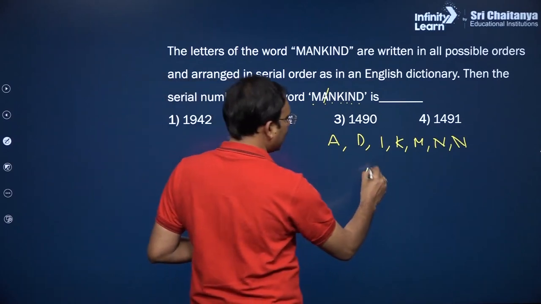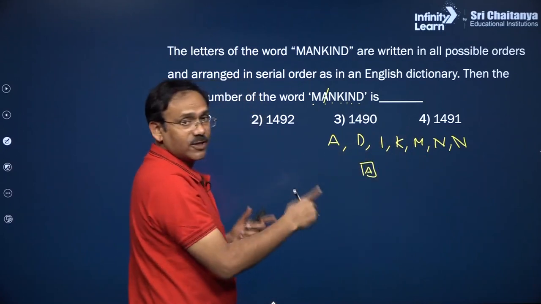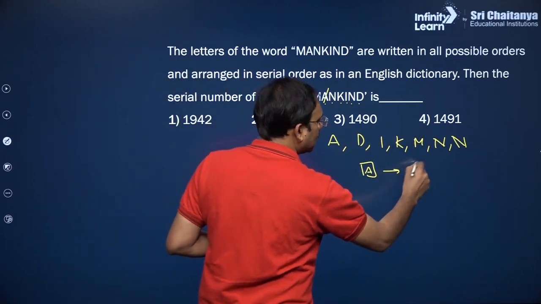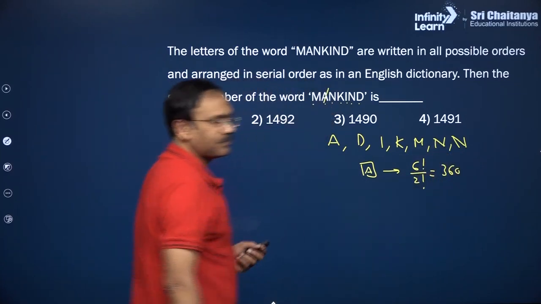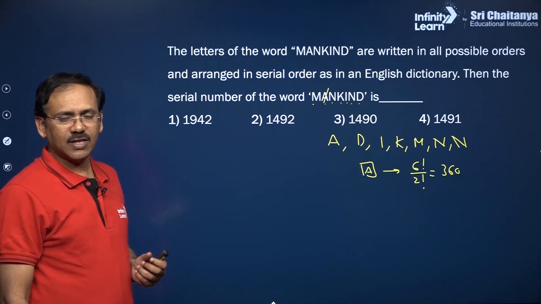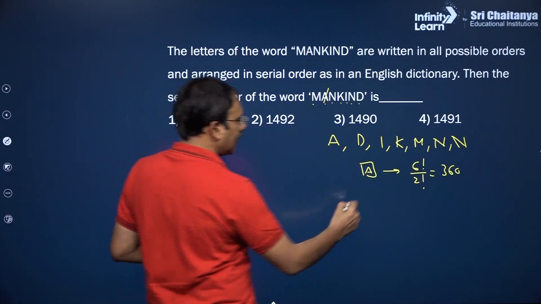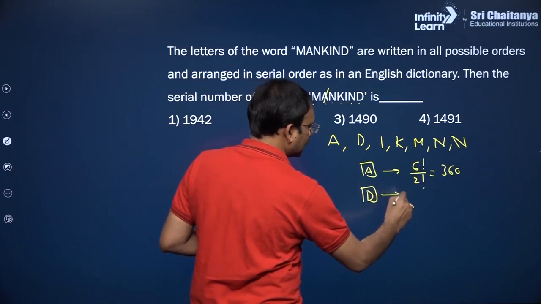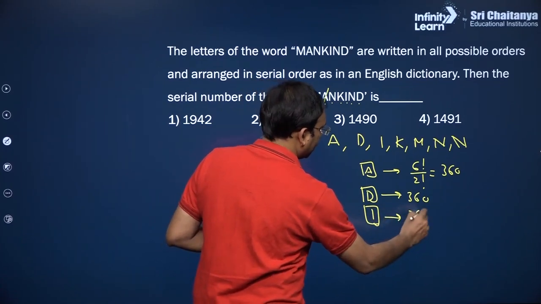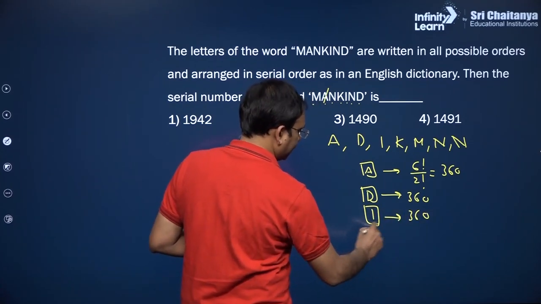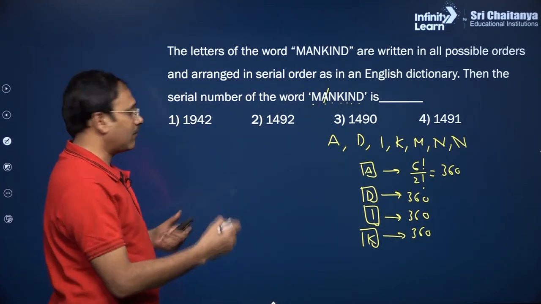How many words will be there which start with A? Once first letter is fixed, there are 6 letters of which 2 N's are there. So, these can be arranged in 6 factorial by 2 factorial, which is 360, my dear friends. Because 6 factorial is 720 by 2 is 360. I have to cross all these. Then how many will be there which start with D? Same answer, 360. Which start with I? 360. Which start with K? 360. So after that, the next word starts with M.